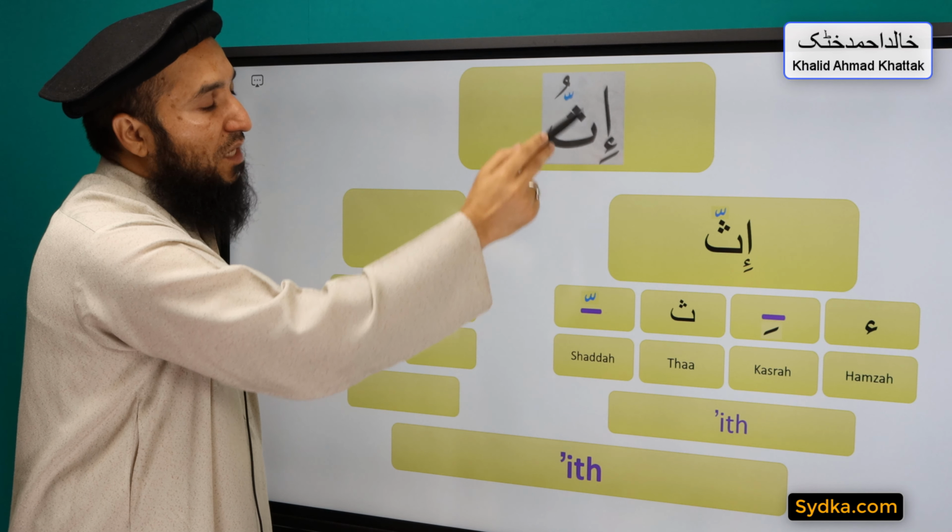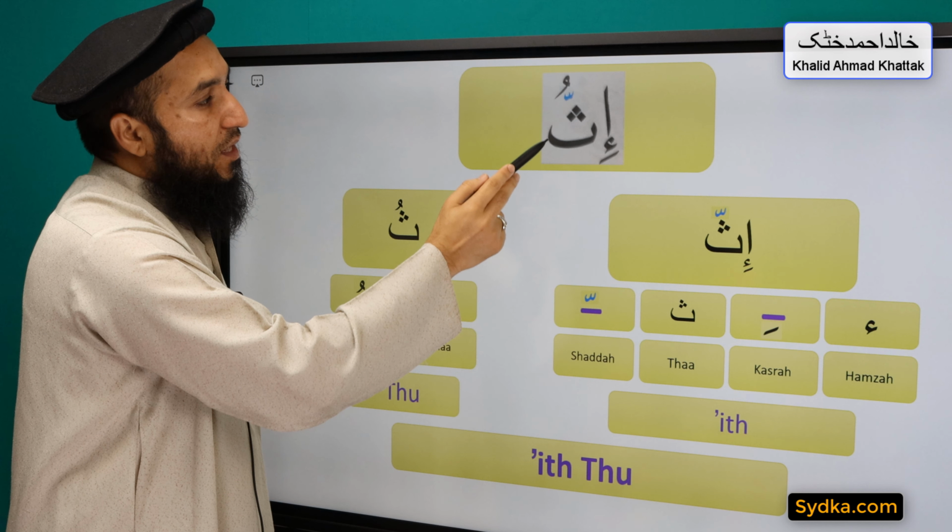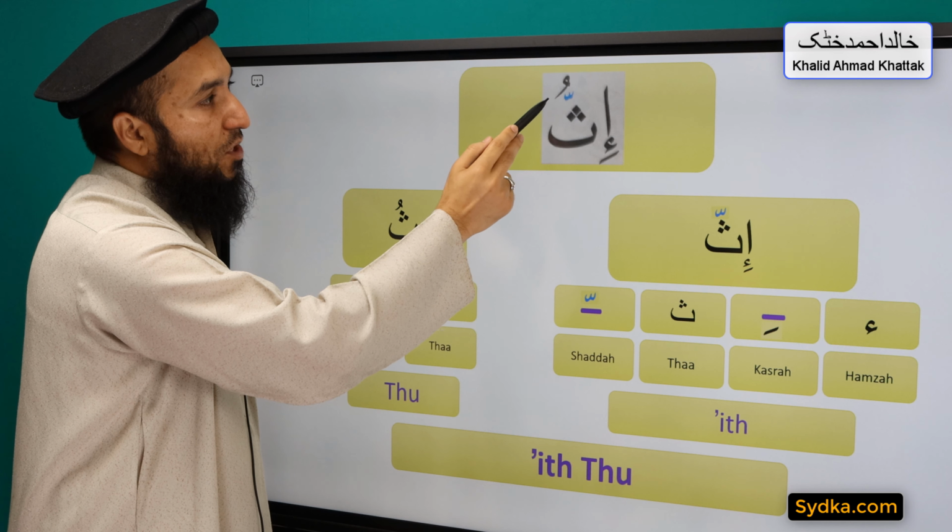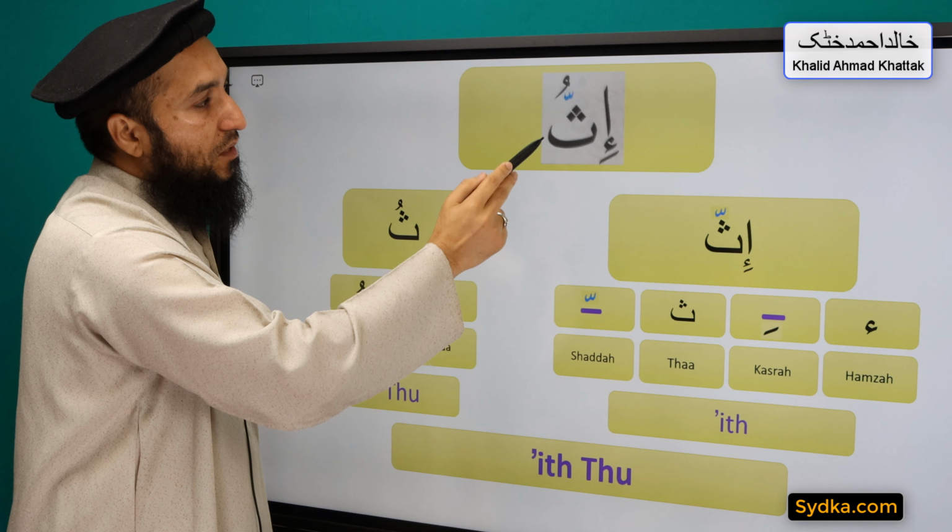Hamza, kasra, tha, shadda, ith. The second syllable we have is tha, dhamma, thu. Tha is a light letter, it has dhamma on top of it and it is prolonged for one count.